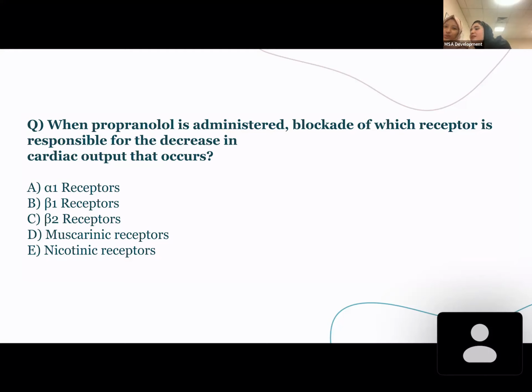Wait, but what is A1 for? Like, what does it usually do? Vasoconstriction. Yeah, you're right. Vasoconstriction of the peripheral vessels, right? Exactly. So if it causes vasoconstriction, how would it decrease the cardiac output? There you go.